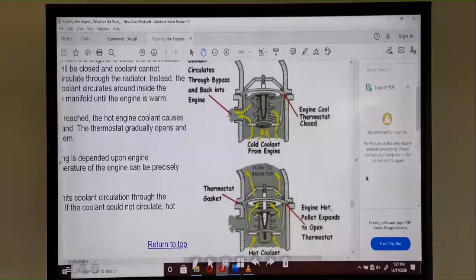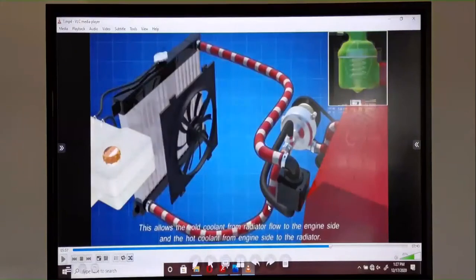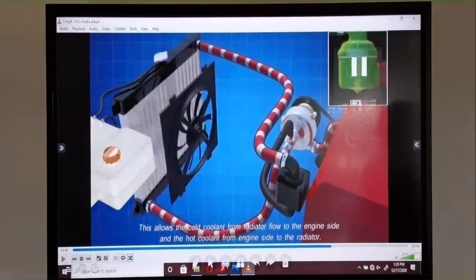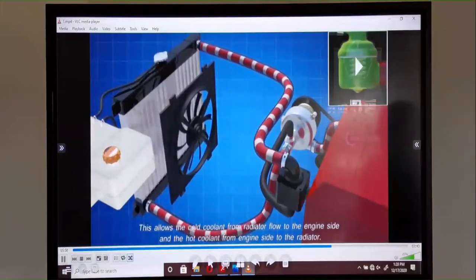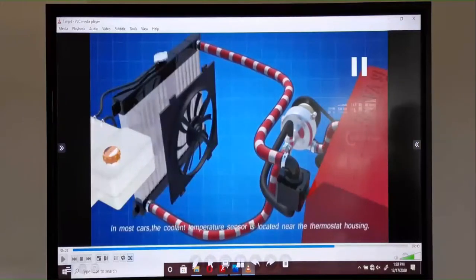This is how the thermostat controls the two-way flow. Okay, so now the coolant is moved towards the radiator. So first we study the radiator.